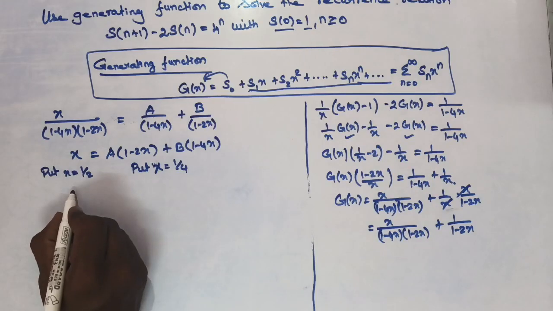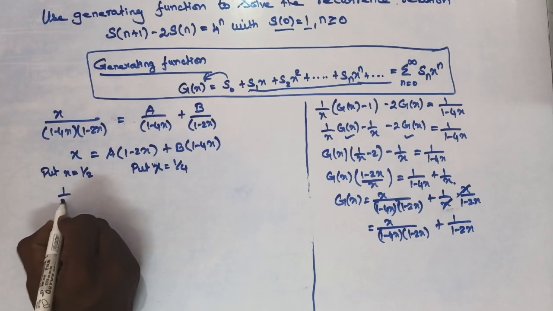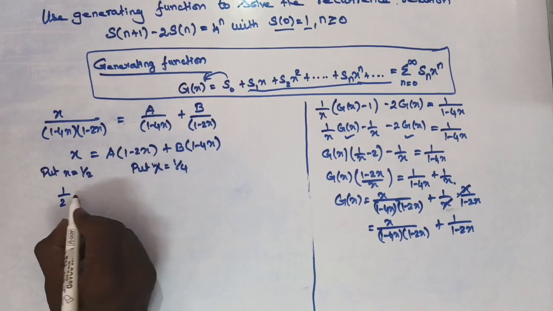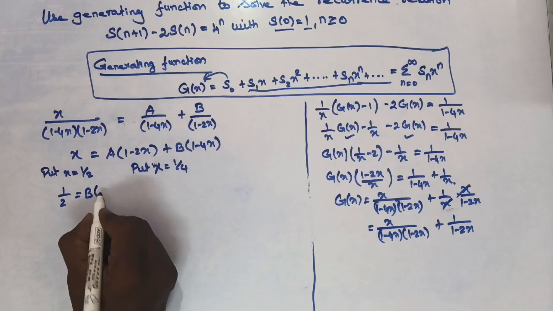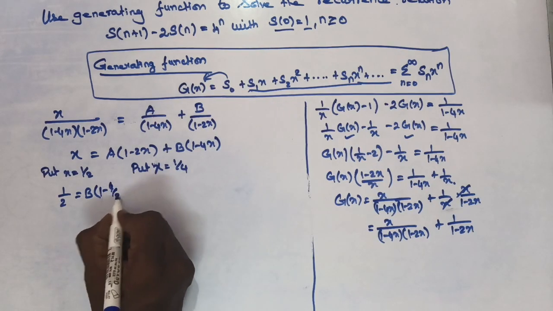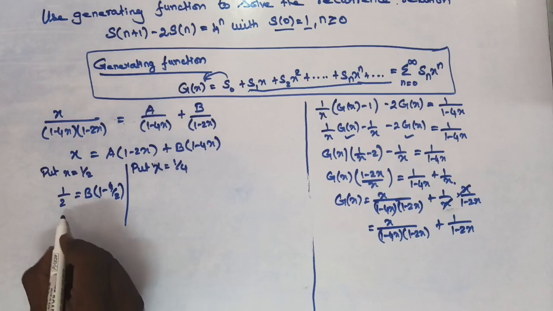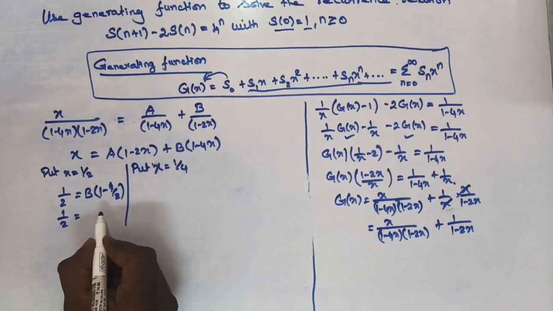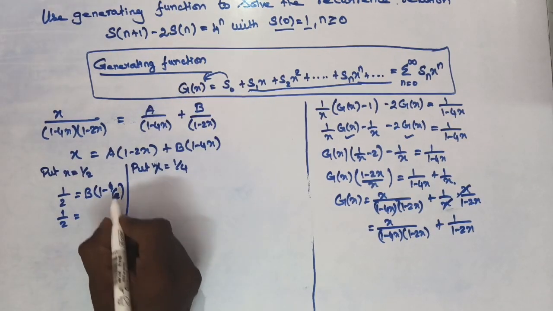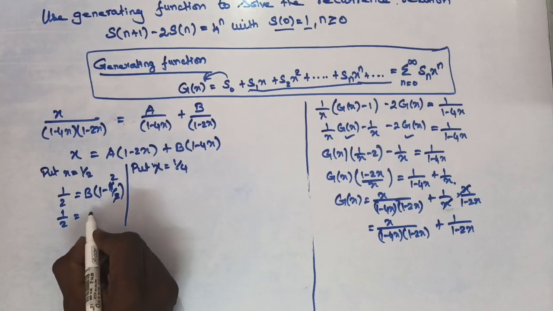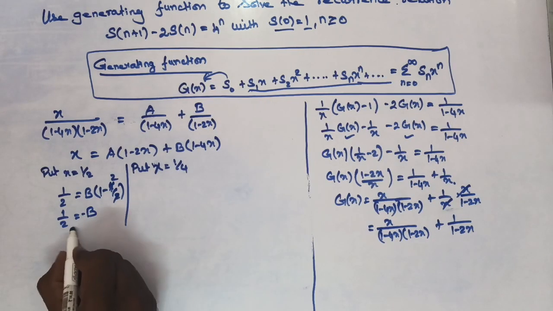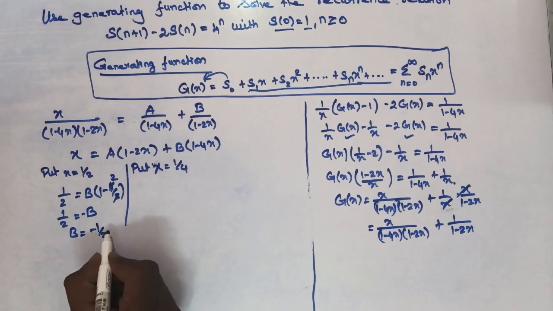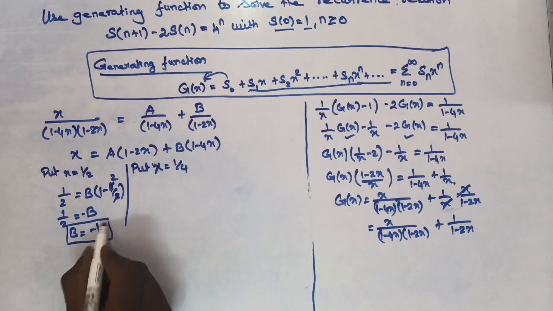So first, I will take x equal to 1 by 2, this part will become 0, which is equal to 0 plus b of 1 minus 4 by 2. So 1 minus 4 by 2, that is going to be minus 1, so b minus 1, minus b. So b equal to minus 1 by 2, you will get b equal to minus 1 by 2.